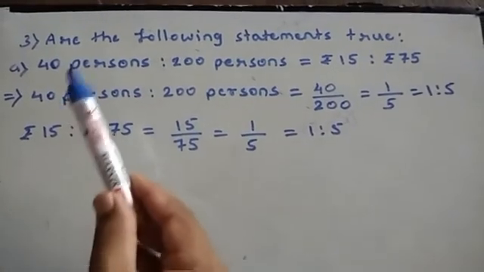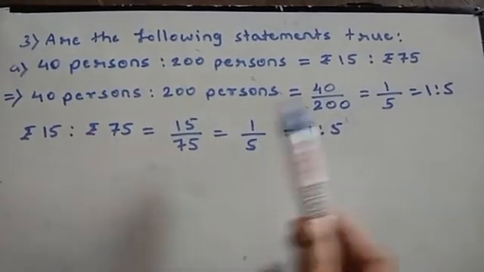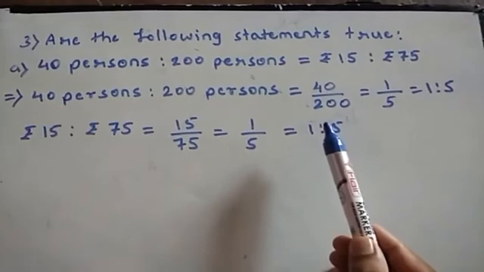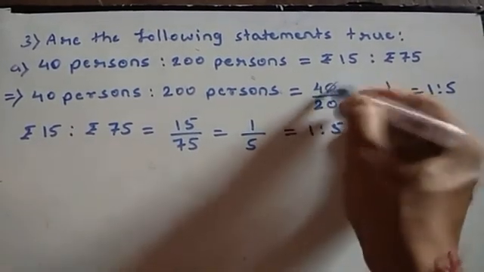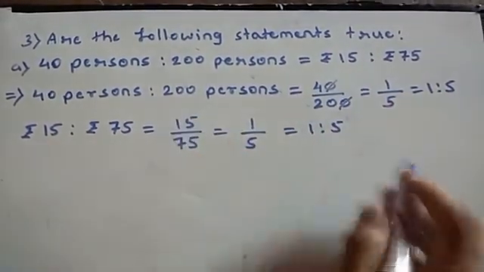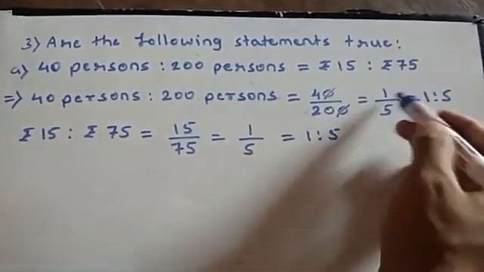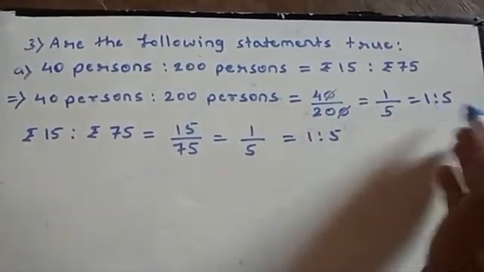Now here 40% is to 200% is equal to 40/200. As here we cancel this 0 and this 0, in the same way the percent signs will also get cancelled. Now here see, 4 1s are 4, 4 5s are 20. So 1:5 will be the first ratio.